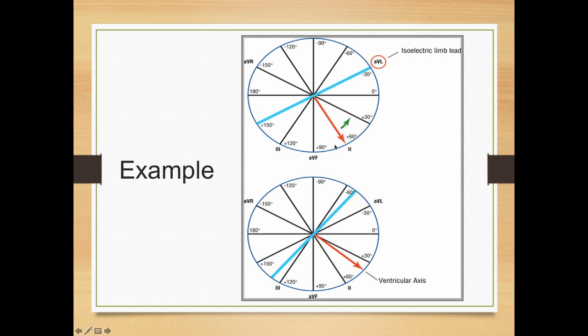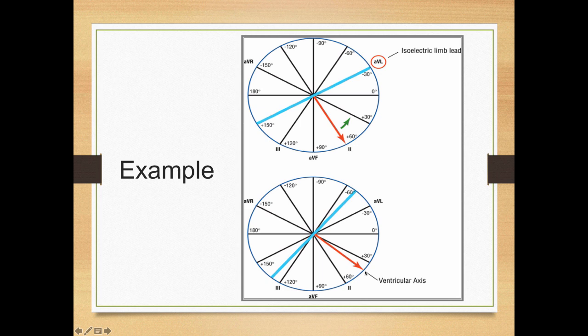Now we're going to do an adjustment. And in this example, we're doing a positive 20-degree adjustment. I'm going to repeat that. We're doing a positive 20-degree adjustment. And with that, the arrow moves this way, up here. And we get to a final axis number of positive 40 degrees.